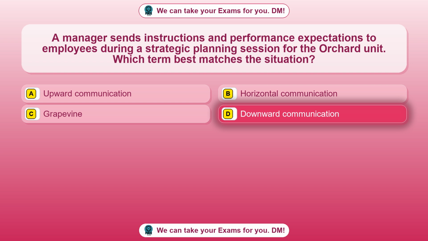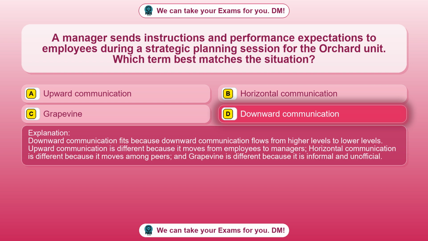Downward communication. Downward communication fits because downward communication flows from higher levels to lower levels. Upward communication is different because it moves from employees to managers, horizontal communication is different because it moves among peers, and grapevine is different because it is informal and unofficial.